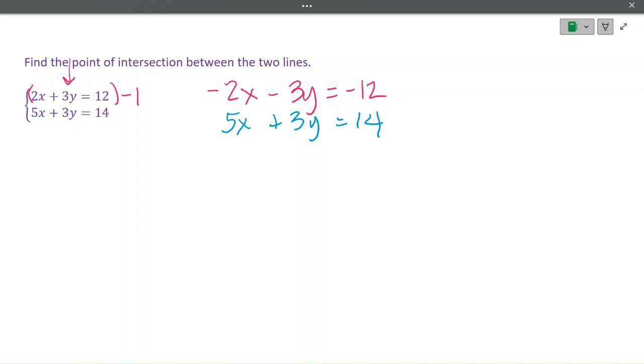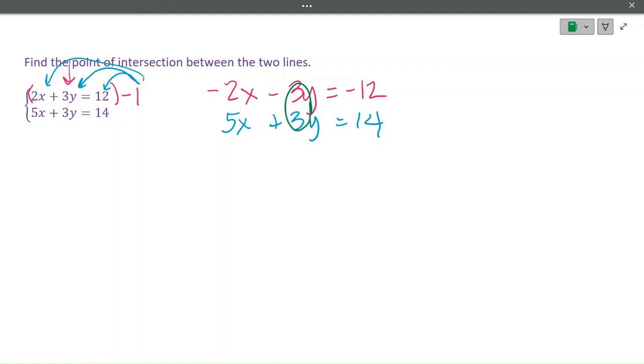Just as a reminder, you have to create an equivalent equation, which means that you multiply by every single term. Otherwise, you change the value of the equation. All right, I'm going to do a quick check here. -3y plus 3y is 0. We eliminated the correct variable.